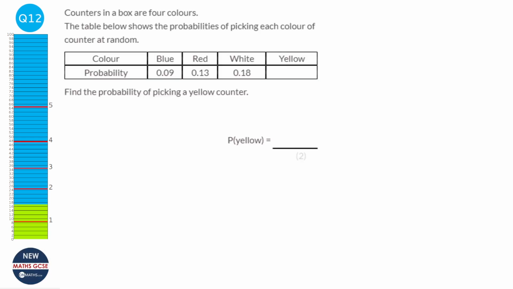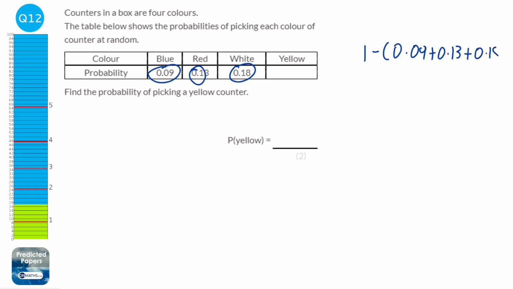All probabilities have to add up to 1. So what I'm going to do is I'm going to take away these probabilities away from 1. So I'm going to do 1 take away 0.09 plus 0.13 plus 0.18, and so that's going to be 0.4. 1 take away 0.4 is 0.6.